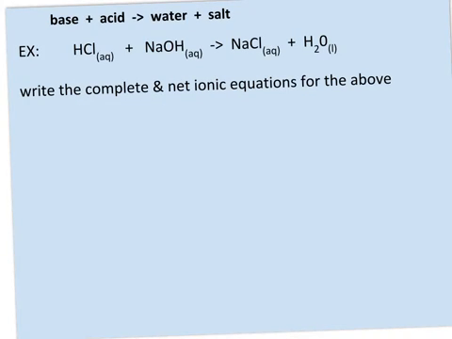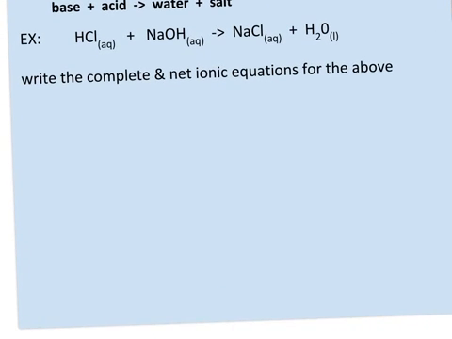So looking at a couple examples here of base plus acids yielding water and salt, or neutralizations. If I have HCl plus NaOH, this is a pretty simple one because it's going to be 1-to-1 stoichiometry. I'm going to get NaCl as my aqueous salt, and then H2O as my liquid. And so my complete ionic equation would be H+, Cl-, Na+, and OH-.